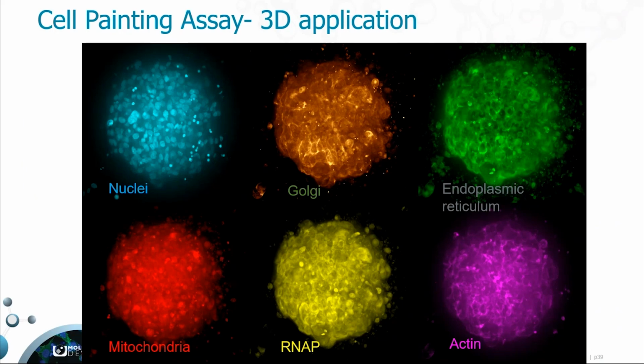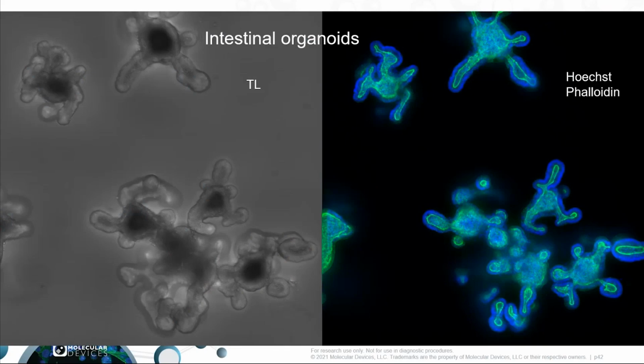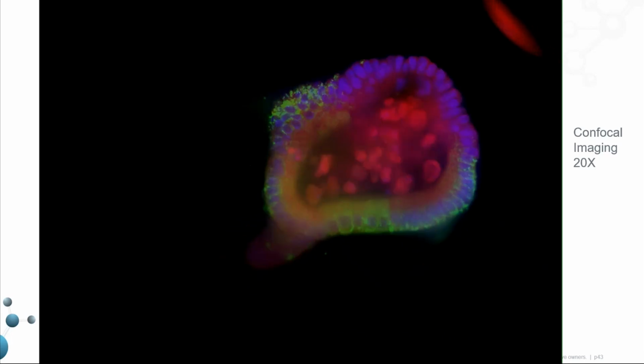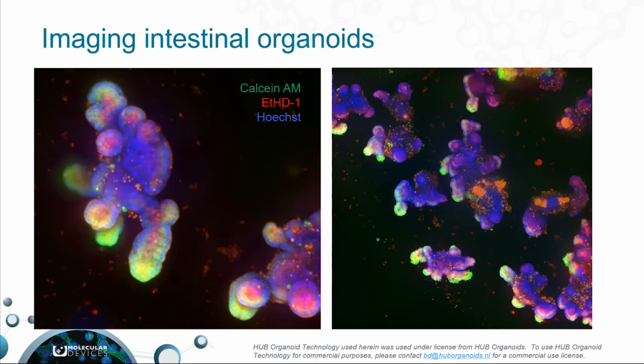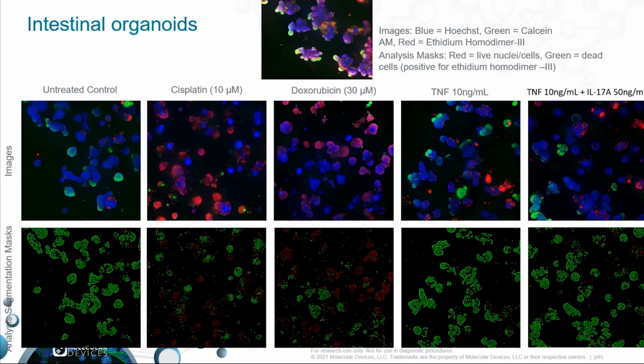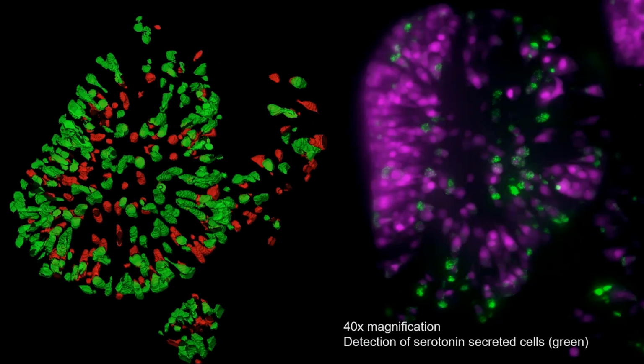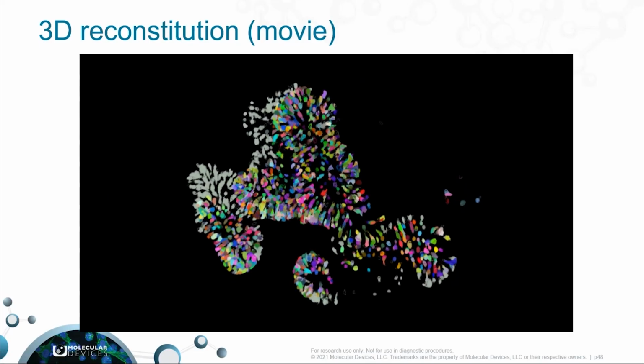We also successfully use the cell painting assay for more complex analysis. In this example, you can see intestinal organoids. You can stain them with different markers and use different magnifications to characterize their phenotypes. We can use this assay to test the toxic effect of different compounds, for example, anti-cancer drugs. You can provide this imaging and image analysis, which allows us to define and quantitate different drug effects. You can also use higher magnification to identify specific cell phenotypes, for example, the presence and content of serotonin-secreting cells.